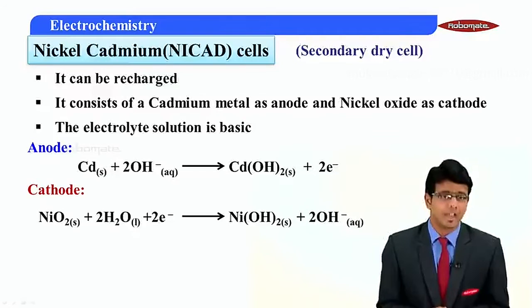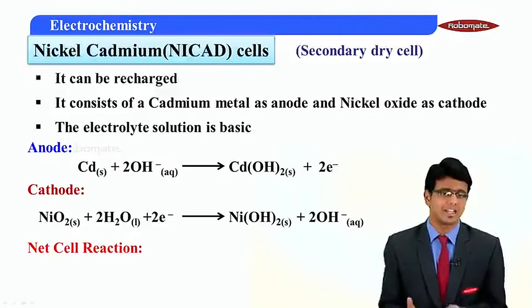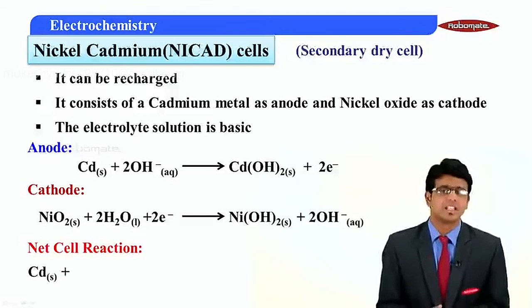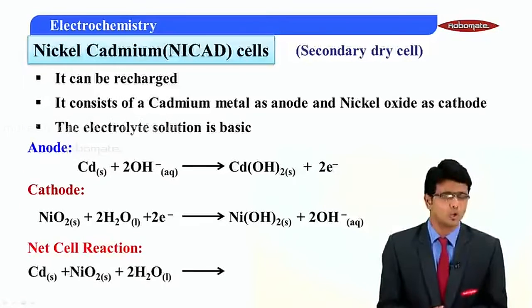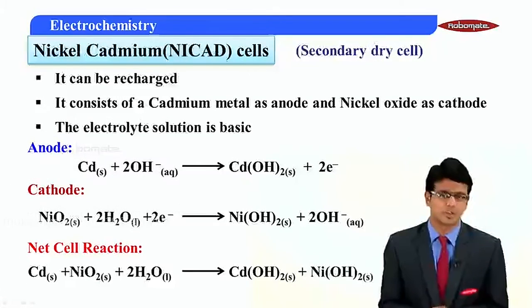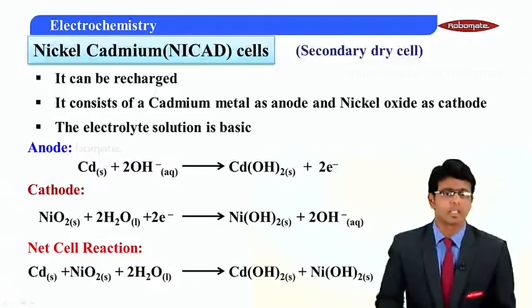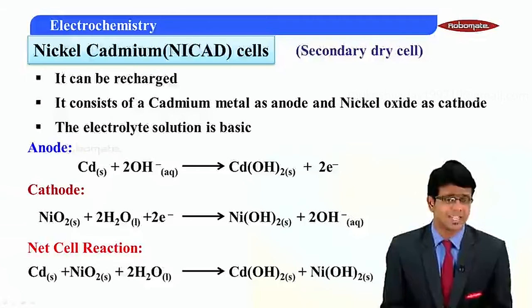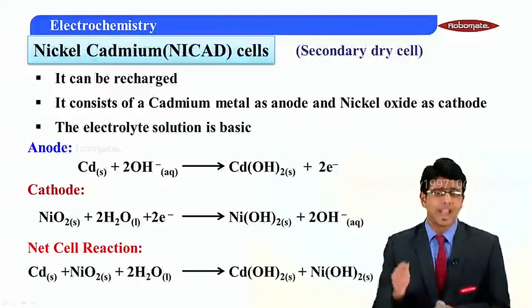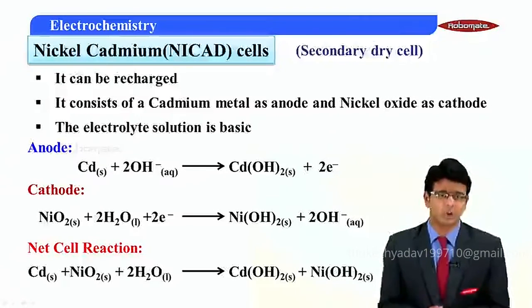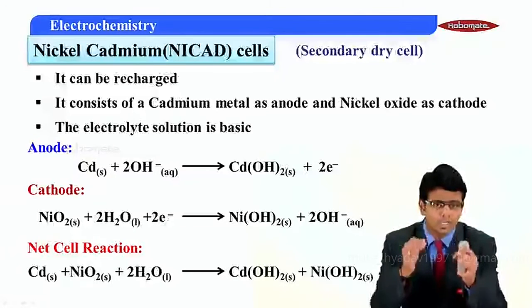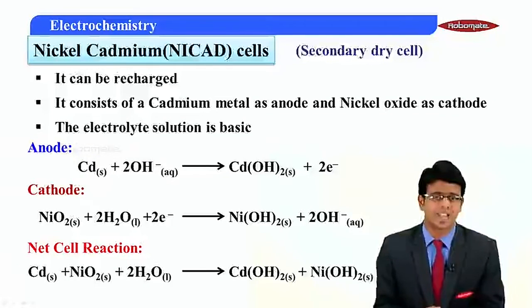Alright. So if we add these two reactions, we get a net cell reaction as Cd solid plus NiO2 solid plus 2H2O liquid, giving rise to Cd(OH)2 solid plus Ni(OH)2 solid. So basically the products formed here are cadmium hydroxide and nickel hydroxide, which get deposited along the walls of the respective electrodes.